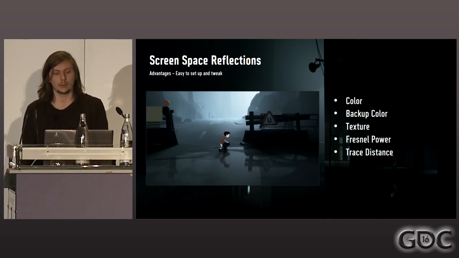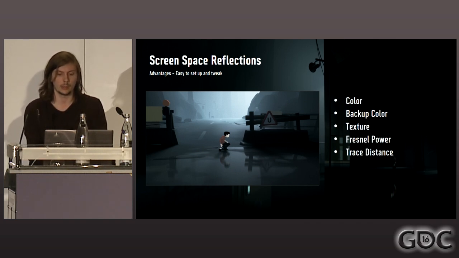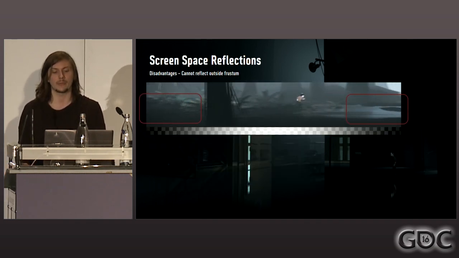And setup-wise, it's very simple. You just get the color that you want the reflection to be, at least for us, and the background color, which is, well, if the ray doesn't hit anything, we need to display something. Texture for projection, Fresnel power, and how long you need the trace distance to be. So very minimal setup on the material. But the advantage is pretty good, you know, what you see is what we reflect. That's a very nice thing, but that also means what you don't see is not reflected.